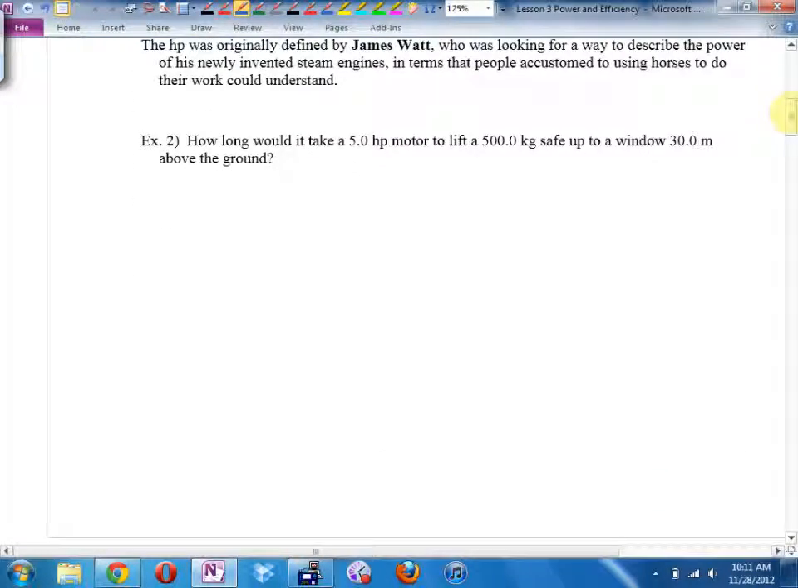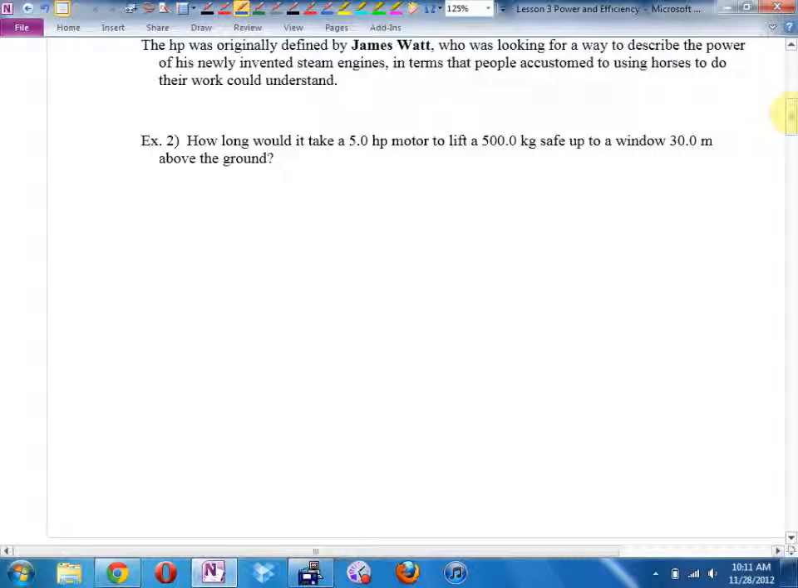Since motors are measured in horsepower traditionally, although most electric motors now are measured in watts, let's do a horsepower question. If I give you horsepower on the test, I will tell you that 1 horsepower is 750 watts. You won't have to memorize the conversion factor. Anyways, example 2, how long would it take a 5 horsepower motor to lift a 500 kilogram safe up to a window 30 meters above the ground?